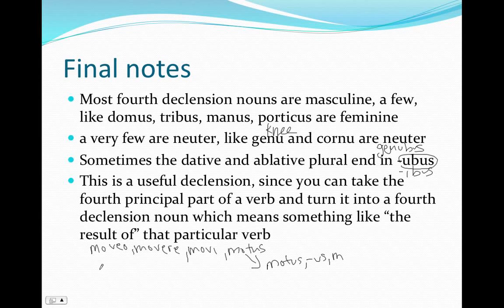That is motion. Or procedo, procedere, processi, processus, processus, masculine, and it is process, or the thing which comes out. So if you are learning anatomy, the various processes of the body, this is the Latin medical term, processus, and the plural would be processus. So you can do this with just about any verb you find, and so you can expand your vocabulary pretty quickly.